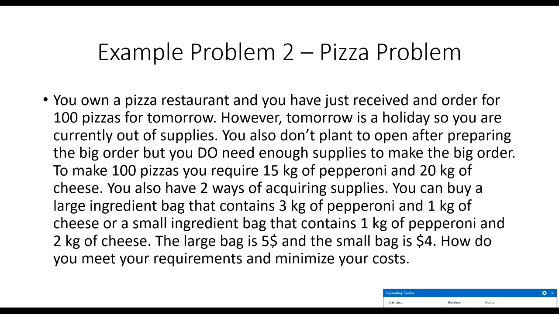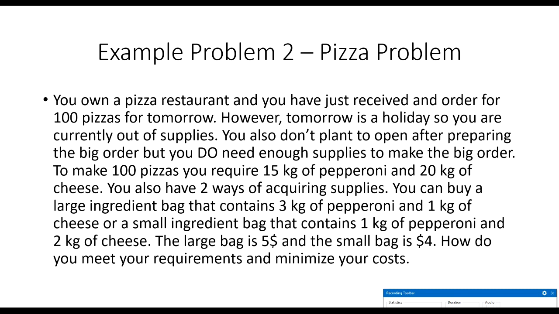If we require something, it becomes a constraint. So constraint number 1 is greater than or equal to 15 kilograms of pepperoni. A large ingredient bag, x1, is 3 kilograms of pepperoni. A small ingredient bag, x2, is 1 kilogram of pepperoni. So our first constraint is 3x1 plus 1x2 is greater than or equal to 15.